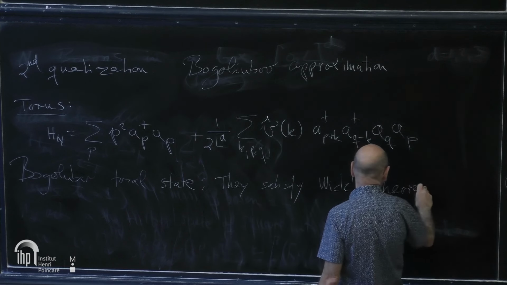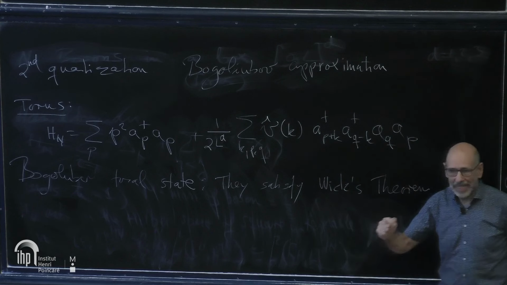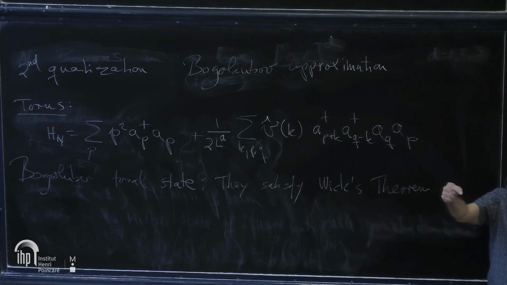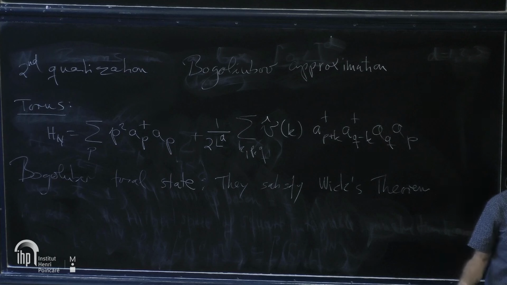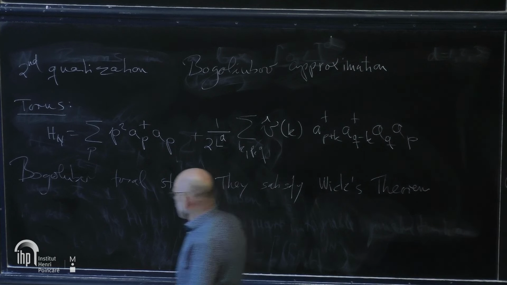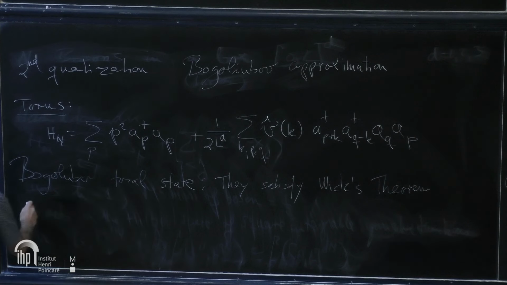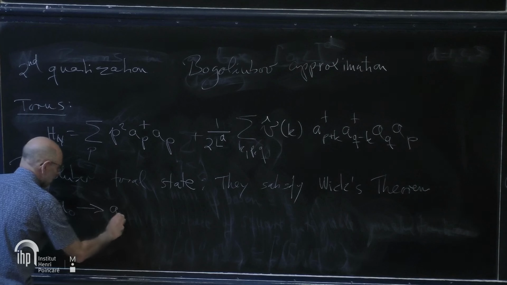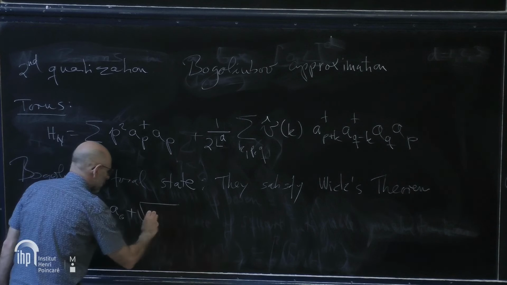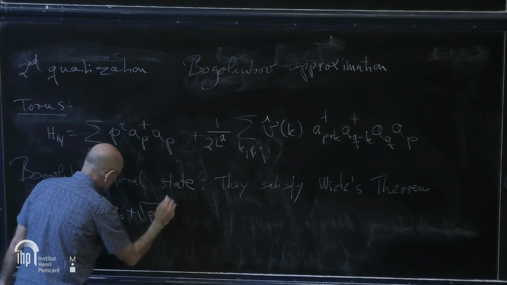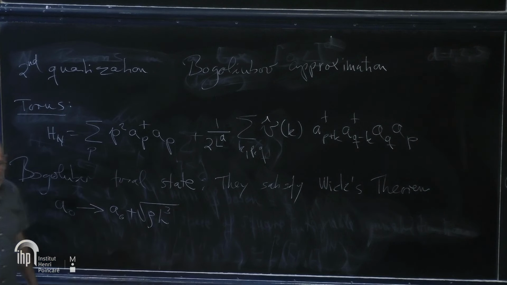Or I should be a little more precise here. This is after C-number substitution. But what do I mean by C-number substitution for a trial state? Really, what I think of doing is you can take the a zero and replace it by a zero plus square root of rho L. Let me just do all of this in 3 dimensions.